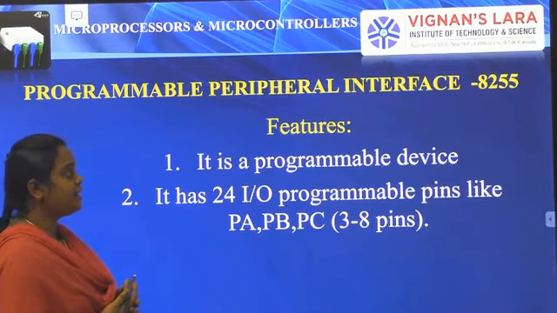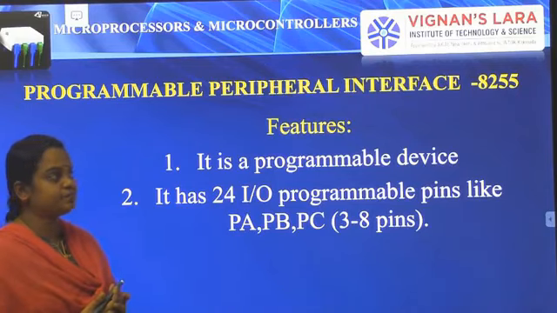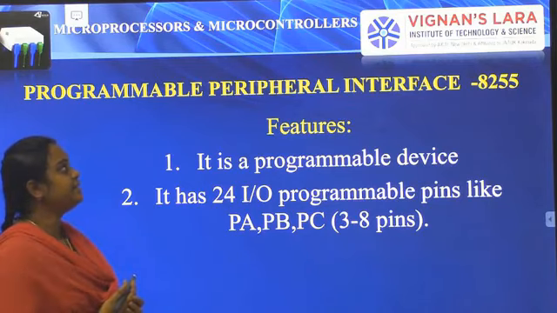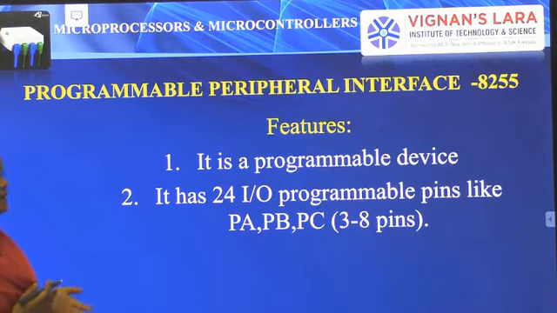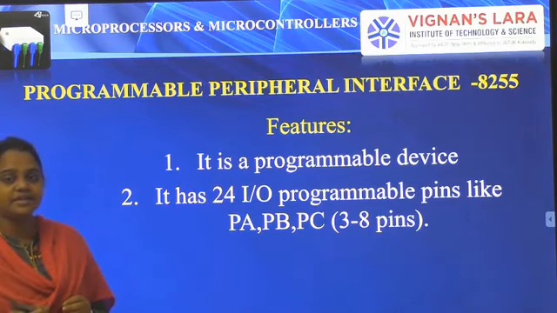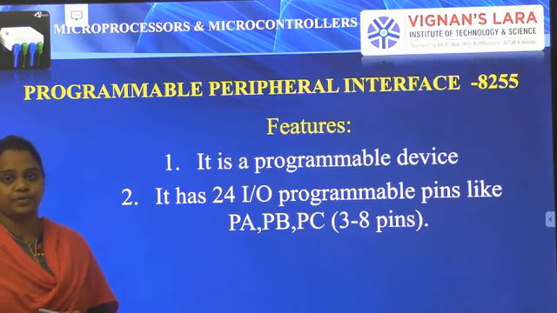Here we are going to interface the 8255 to the 8086 microprocessor for gaining a programmable peripheral interface. That means the 8255 is one of the controllers used as a peripheral interface between so many devices which are connected to the 8086 microprocessor. By using this 8255, we are going to connect the various devices to the 8086 microprocessor.